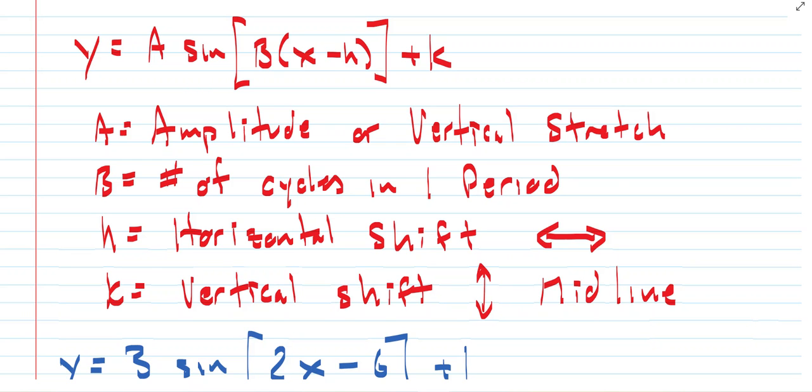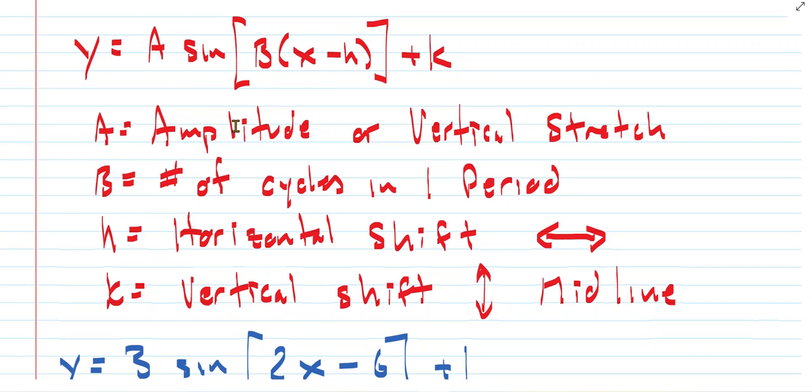In this video, I'm going to demonstrate a quick and easy way to graph trigonometric functions. So let's start with the general form of a trigonometric function, y equals a sine of b times, in parentheses, x minus h, plus k.